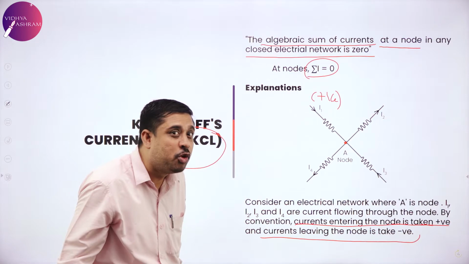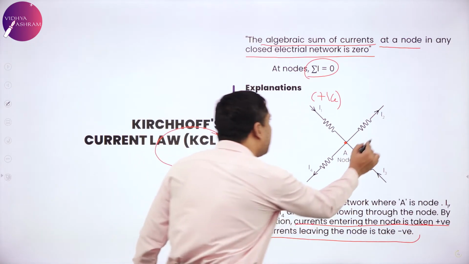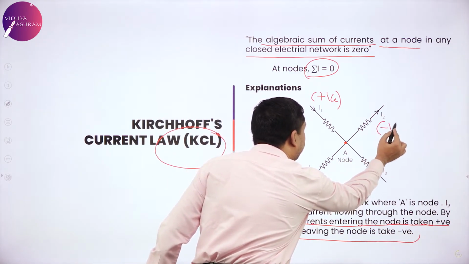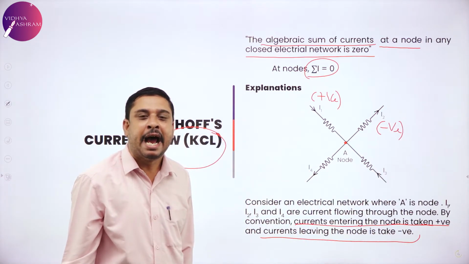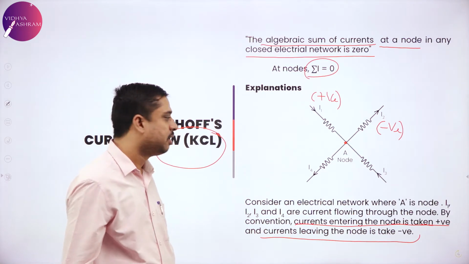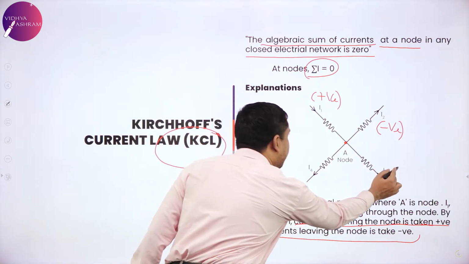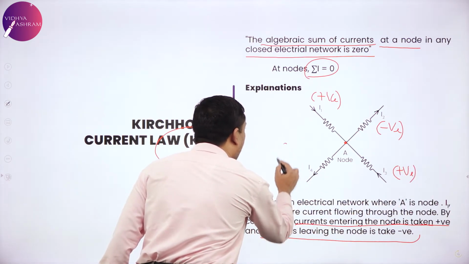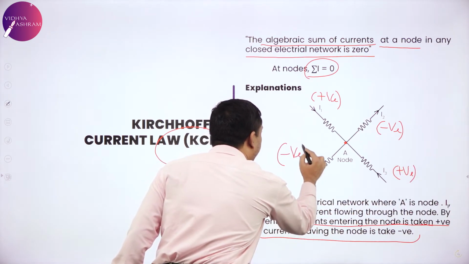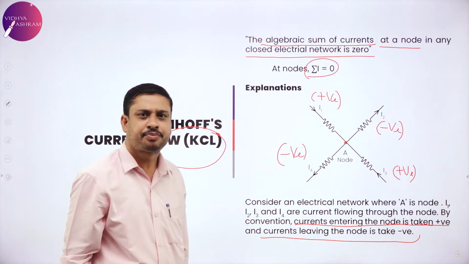What about I2, students? Yes, good. I2 is leaving the node. It is going out of the node. So conventionally, I2 is negative. I3 entering the node, positive. I4 leaving the node, which is negative.